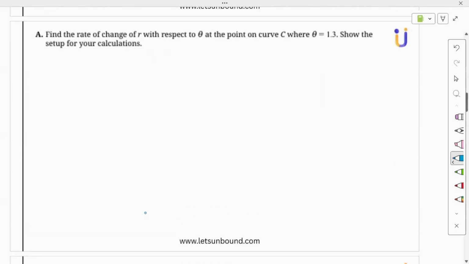First, part A: find the rate of change of r with respect to theta. So we need to find dr by d theta. r is directly given to us. For the curve C, r of theta is 2 sine squared theta.